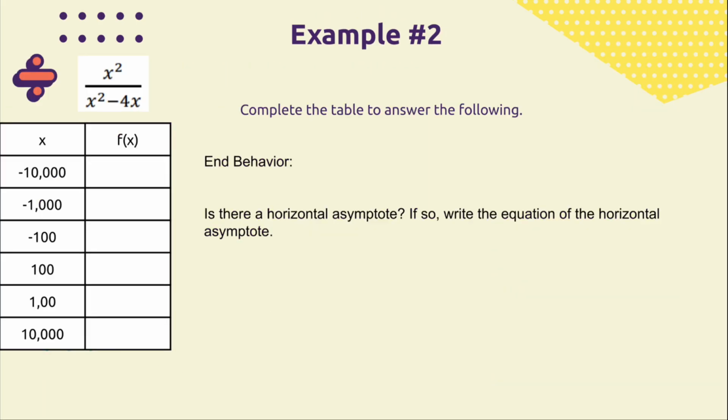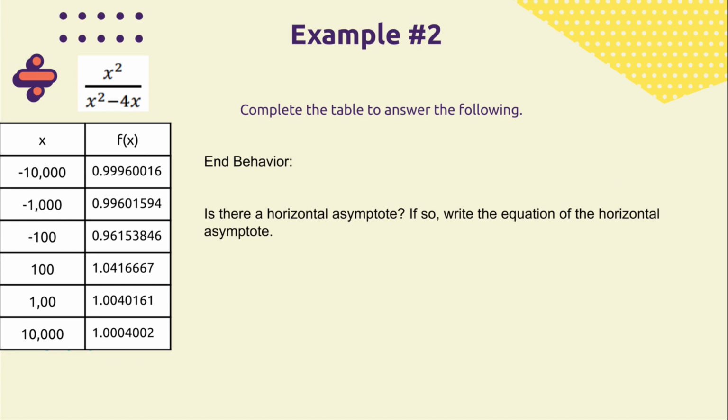Moving on to example 2, we have this equation: x squared divided by x squared minus 4. And we'll be using it to complete the table to answer the following questions. The table shows the values for x, which are negative 10,000, negative 1,000, negative 100, 100, 1,000, and 10,000. So we'll be individually inputting these values into the equation to come out with f of x. We see that f of x as it's going to the negative side is slowly increasing but not reaching 1.